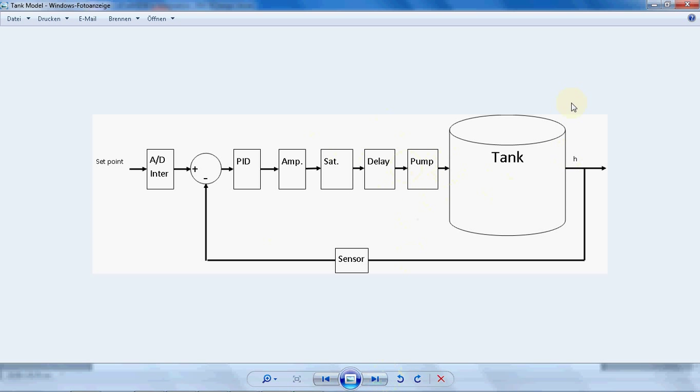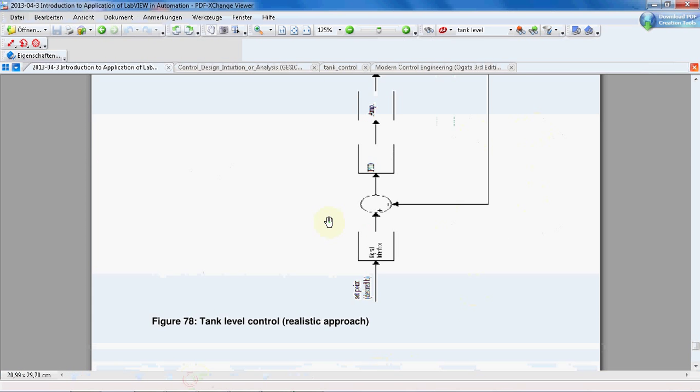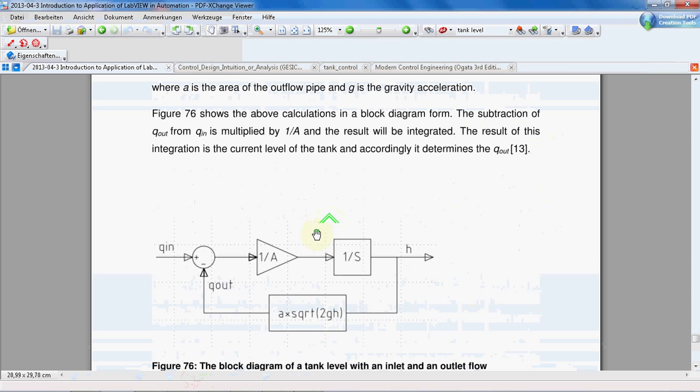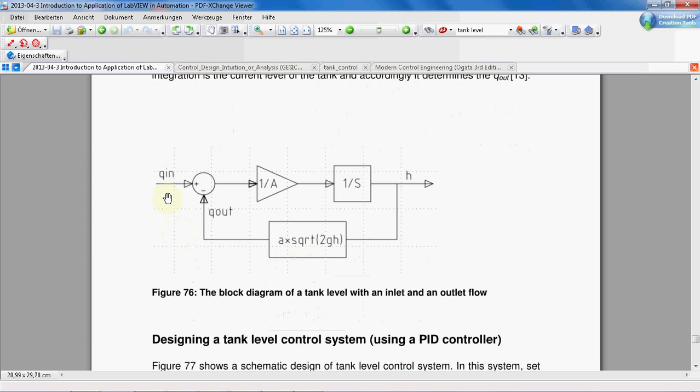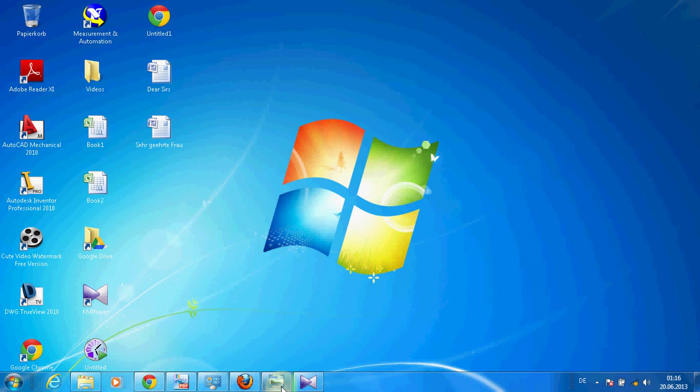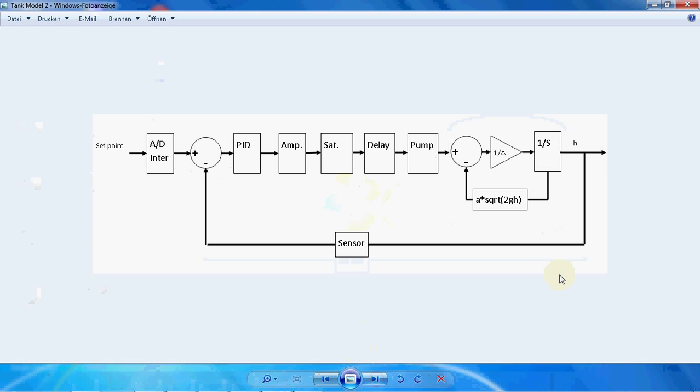This is our tank. Actually, what comes inside, something is done on it, and at the end we have a certain level of water. This tank, I showed you earlier, is this model. There's a Q in and an H, H indicating the level of water in the tank. I showed it. This is the complete block diagram.